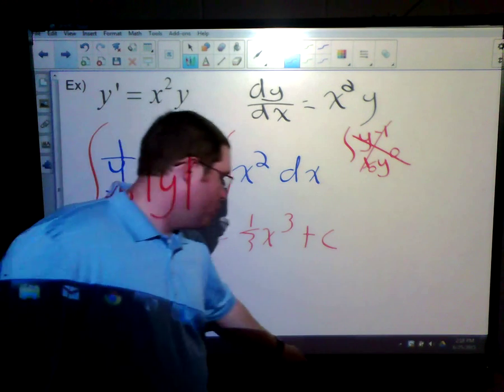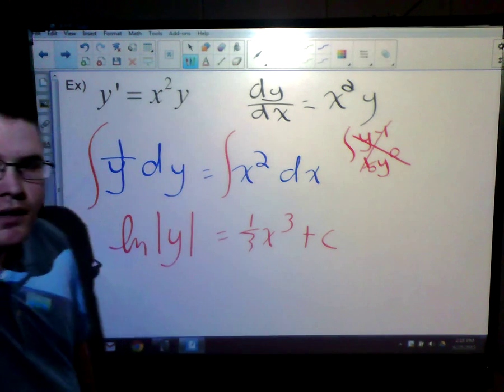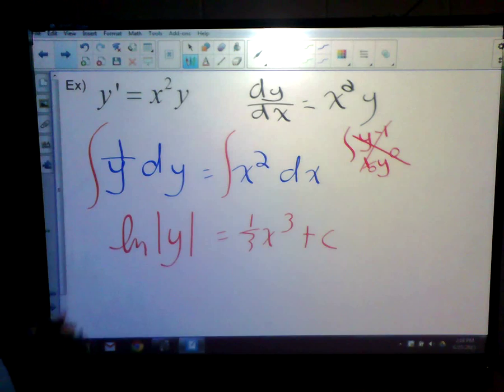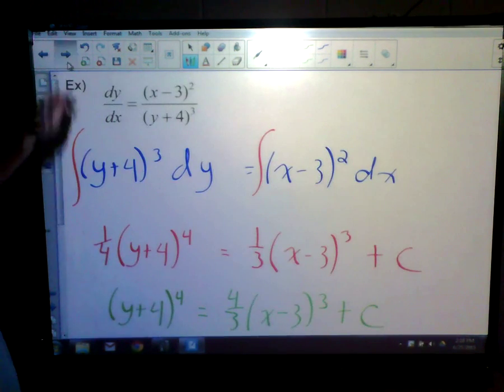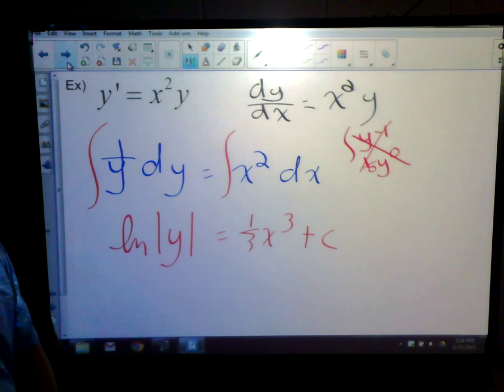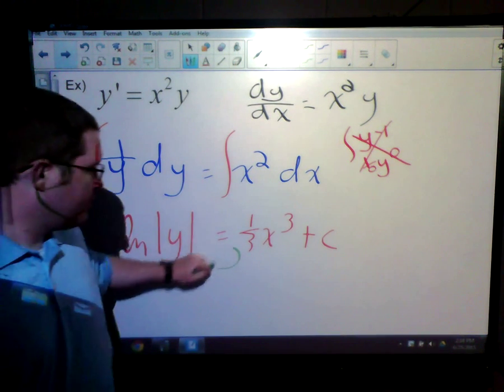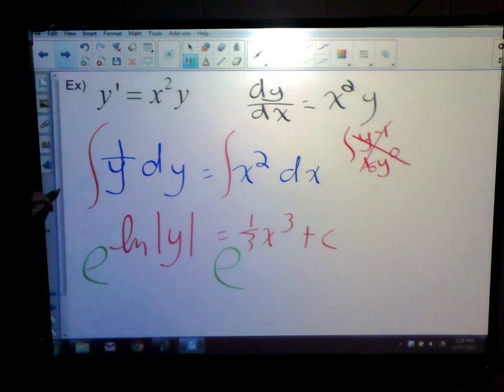It looks tricky, but once you see it, it's the same every time. If it was addition, I would subtract. Back here, it was a fourth power, so I took a fourth root. How do I cancel out natural log? What's the inverse of natural log? It's e. So I'm going to raise both sides to the e power.